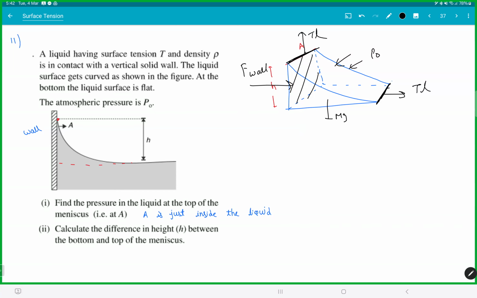So for this paper, what are the forces? There is one force on this top, isn't it? That's your T into L. And there is one force in the horizontal direction. That will be again this length, T into L. You're able to visualize? There are two surface tension forces, one mg, one force due to the wall, and one atmospheric pressure. Now can you draw? I'll give you another 30 seconds.